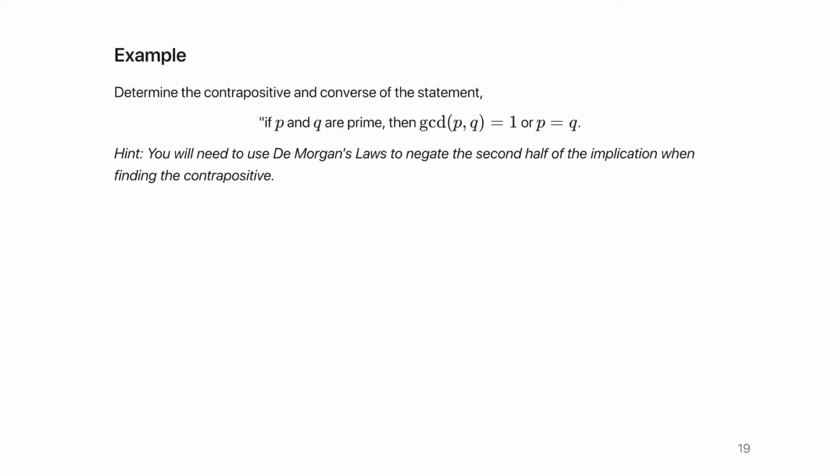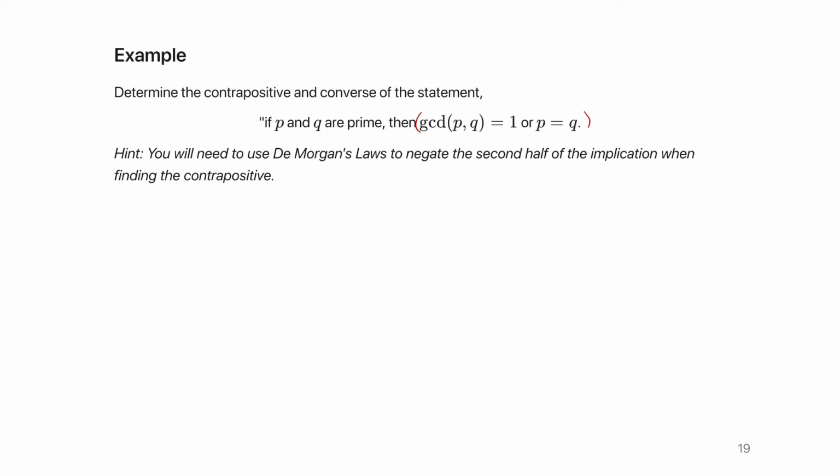So suppose our statement is, if P and Q are prime, and you could put the parentheses around here, I guess, then the greatest common divisor of P and Q is 1, or P is equal to Q. Don't worry about the whole greatest common divisor thing, or the actual validity of the statement, because we haven't talked about whether things like this are true, or proving things. This is just a statement that I came up with. Determine the contrapositive of this, and the converse of this.